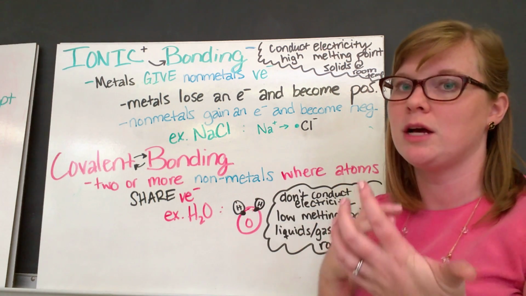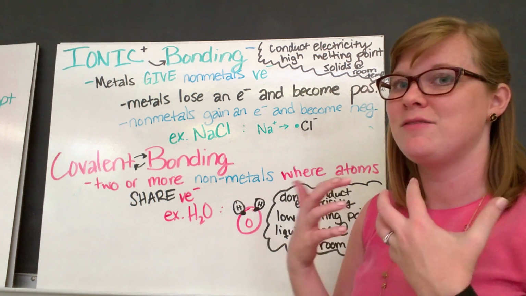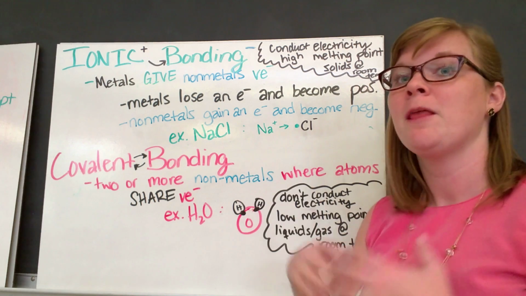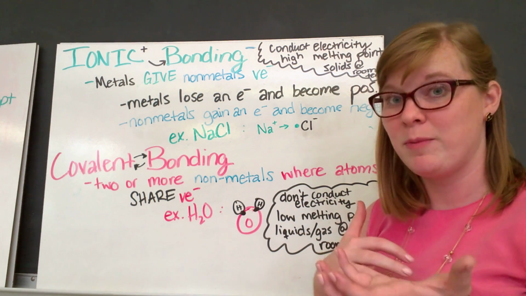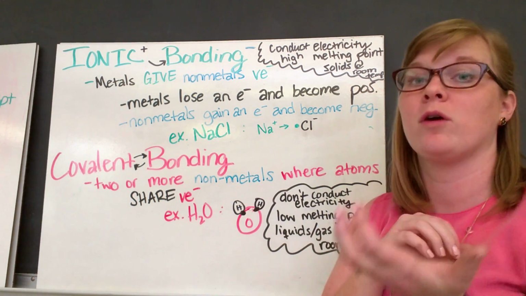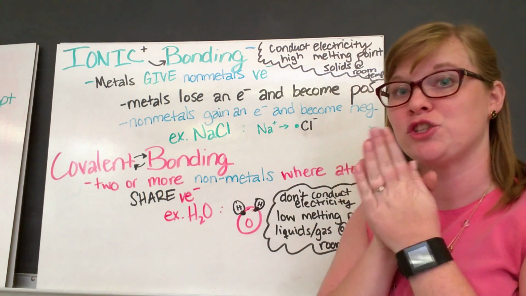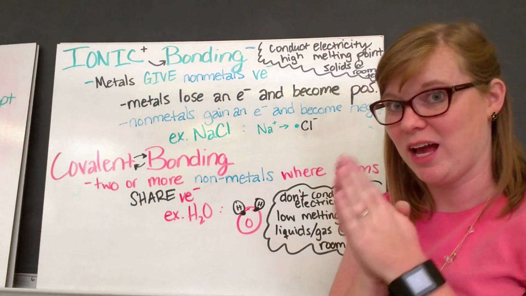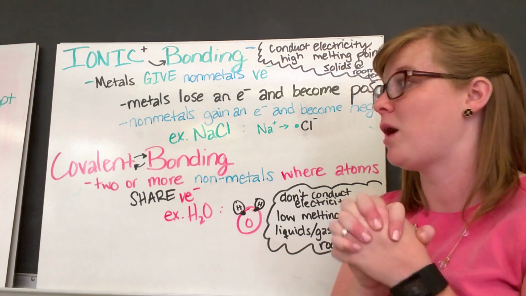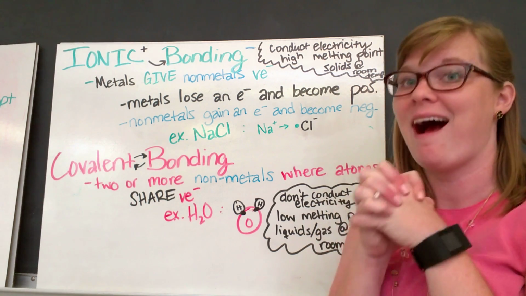So now it has more protons than electrons, more positive than negative, it's going to become positive. Our chloride is going to have more negative because it's adding an electron, so now we've got more electrons than protons. It's going to be negative, and negative and positive are going to attract, and that's ionic bonding. So ionic bonding is a bond between 2 or more ions.